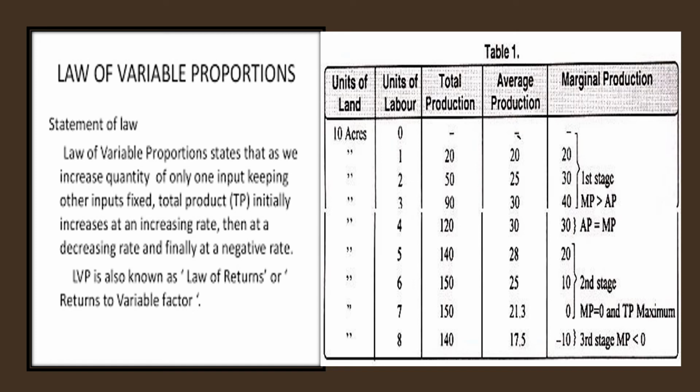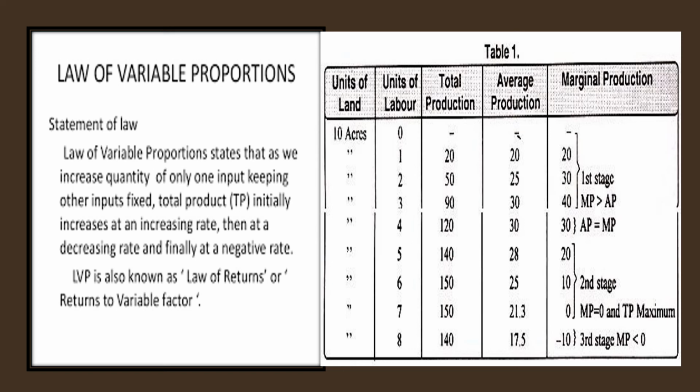See over here, units of land. We can take any fixed factor. It could have been capital, it could be land, or any other fixed factor. Since you can see land is a fixed factor, 10 acres of land has been taken as fixed for all the units of labor. Units of labor from 0 to 8 have been given, and total production for the corresponding units of labor is 20, 50, 90, 120, 140, 150, 150, and 140. Average production and marginal production are also calculated as per the formulas mentioned in the slide.